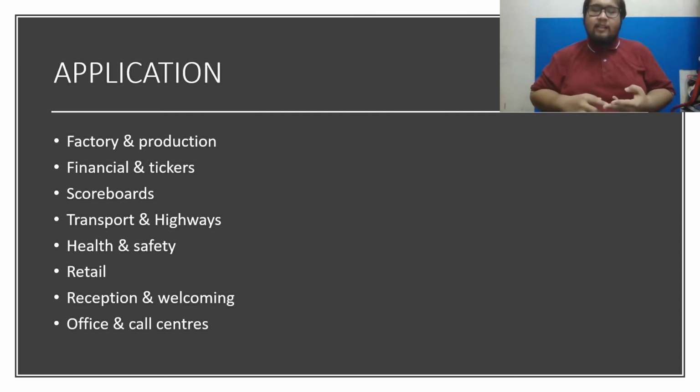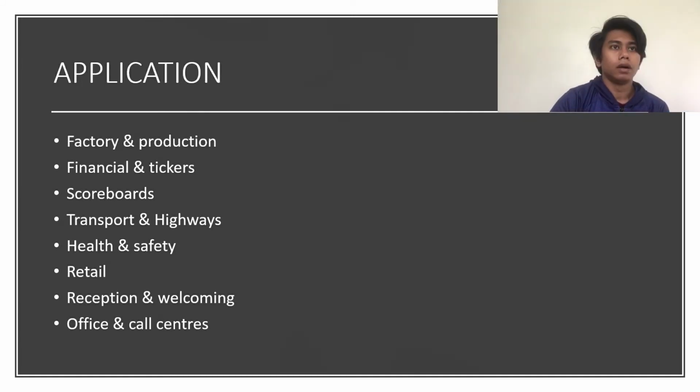The third one is scoreboard. Scoreboards can be found at the stadium or sports complex. The fourth one is transport and highway. Transportation and highways obviously can be seen using LED displays along the highway road and public transportation to give some information and awareness to the public.